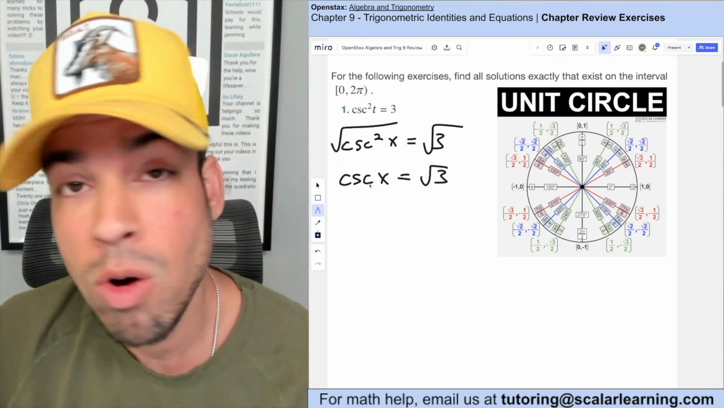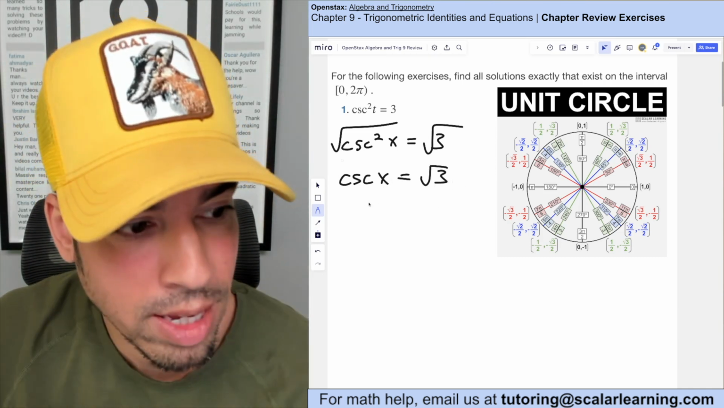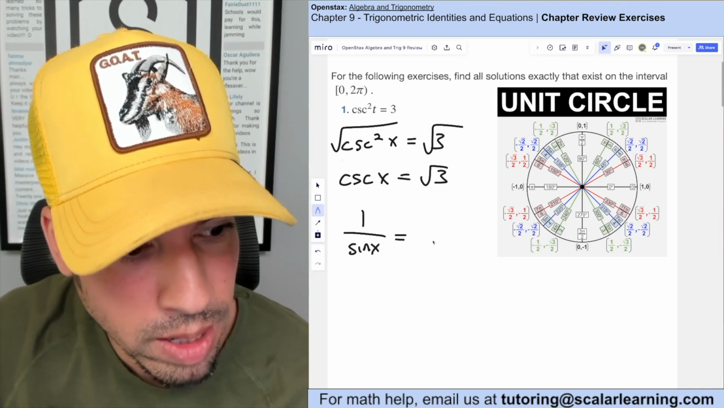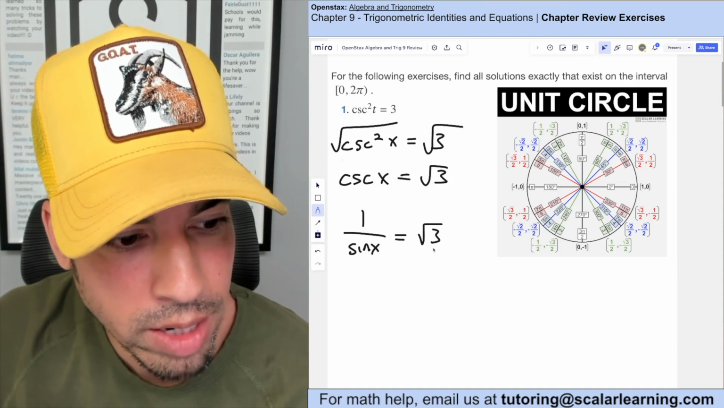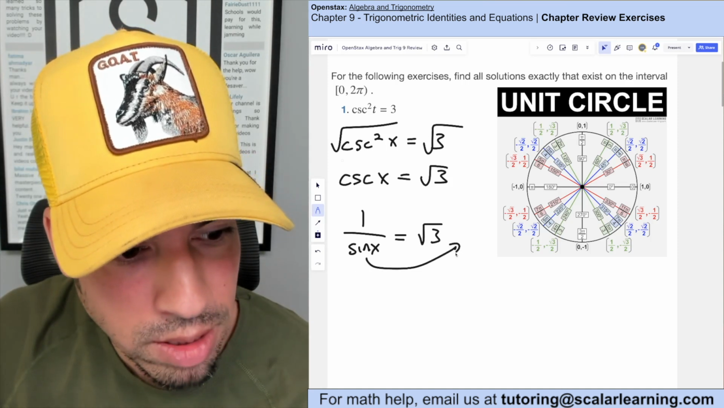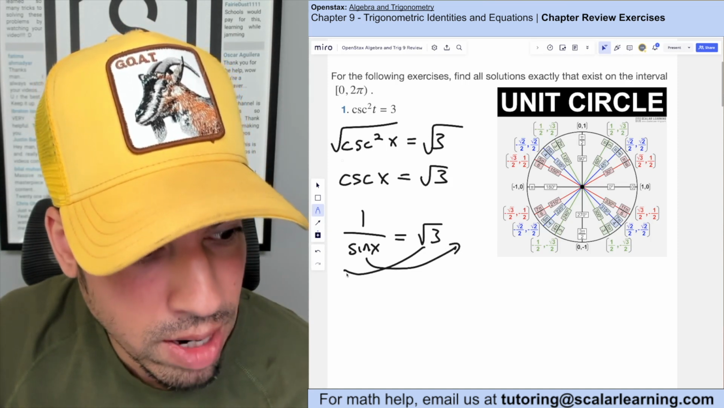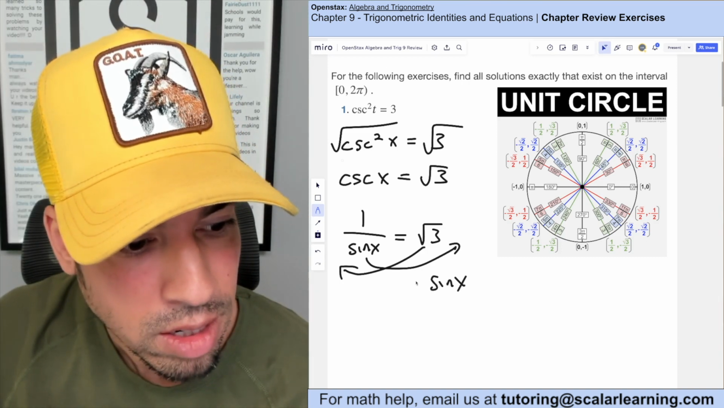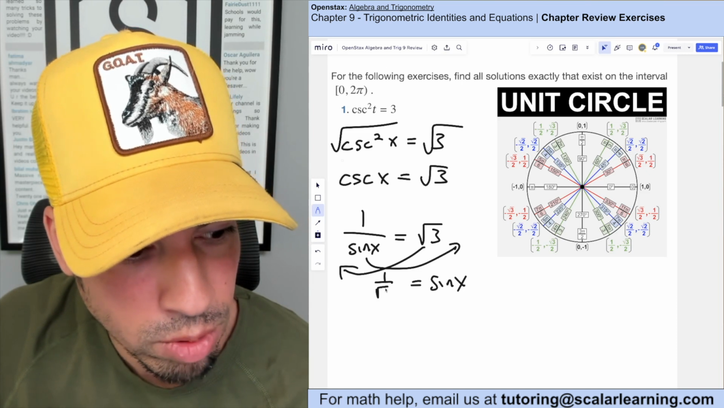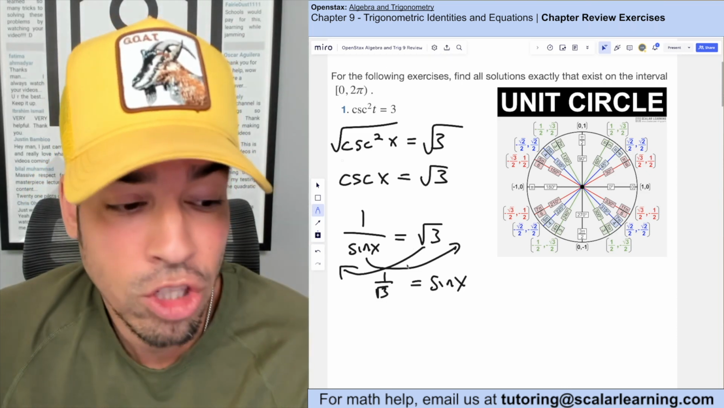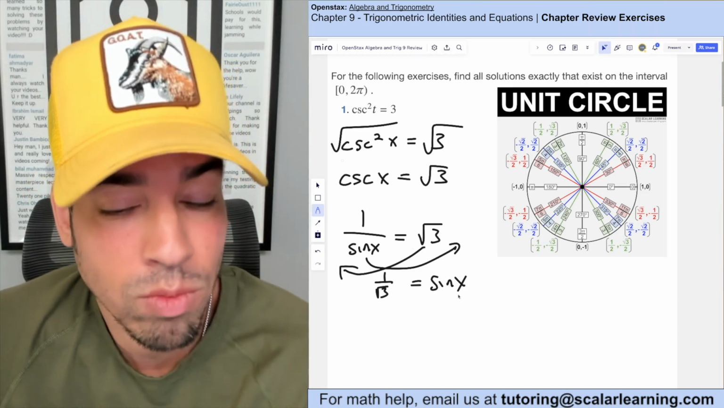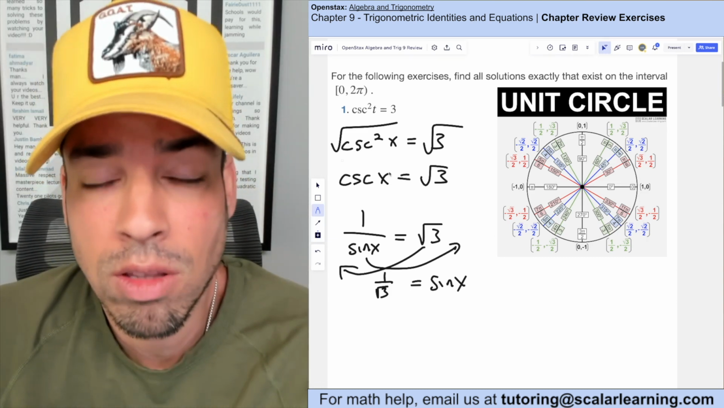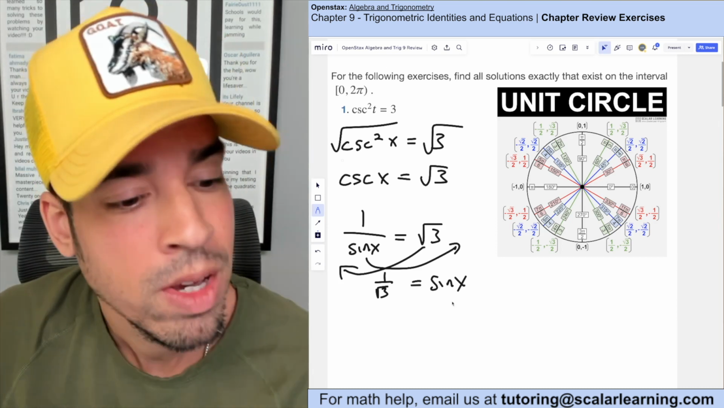Now, for cosecant, it's important to remember that it's the same as 1 over sine of x. It's the reciprocal, right? So we got 1 over sine of x equals rad 3. And then if I multiply the sine across while simultaneously dividing by rad 3, we now have sine of x equal to 1 over rad 3. You don't have to do this, but this is just to show you, right? Sine relates to the y values on the unit circle. Cosecant relates to the reciprocal of the y values, but this might be a little bit easier.